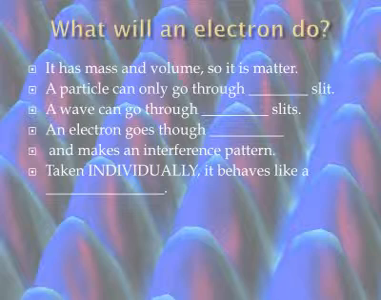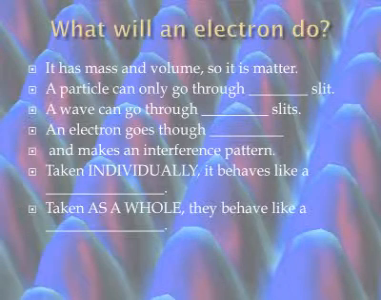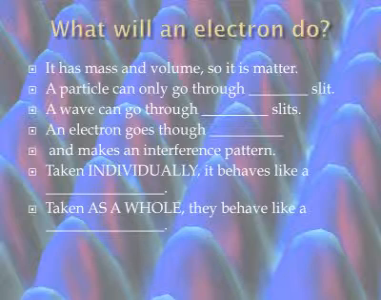So if we take an electron individually, what do you think it's going to behave like? Is it going to behave like a particle, or is it going to behave like a wave? It's going to behave like a particle. But most often, are we going to be studying an electron individually? No. Most often, we're going to be studying electrons as a whole, so therefore they are going to act like a wave, and we're going to be able to study them like a wave.